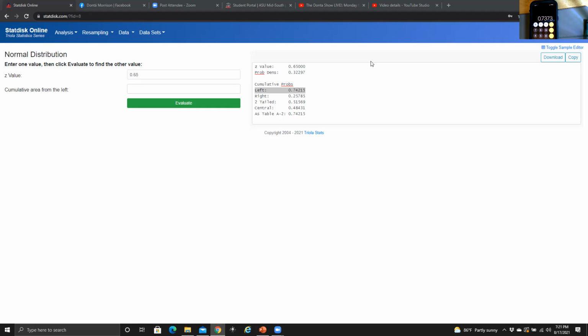So that means here that the probability for a value that's in between those two would be 0.7373.